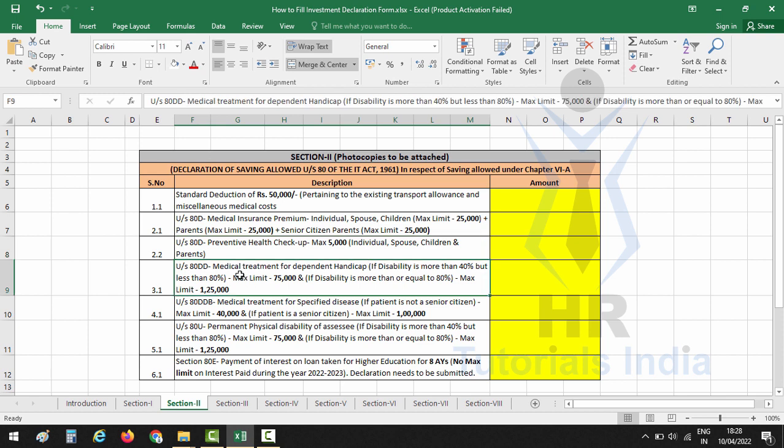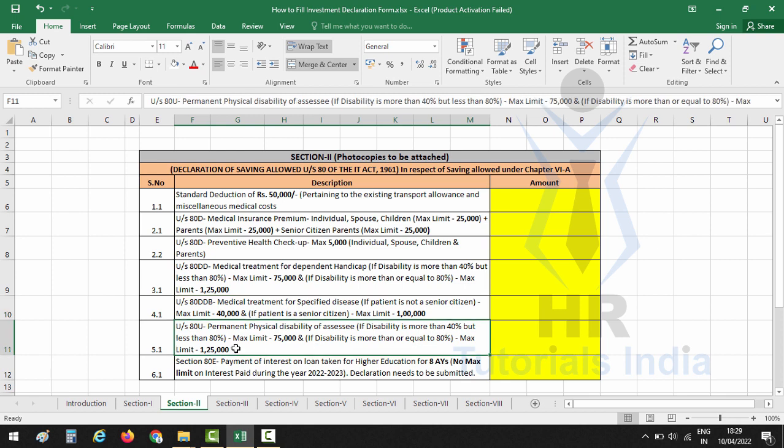Section 80DD, medical treatment for dependent handicap. If the disability is more than 40% but less than 80%, the limit is 75,000. And if the disability is more than or equal to 80%, then the maximum limit that can be considered is 1,25,000 per annum. Then comes 80DDB, medical treatment for specified disease. That is, if the patient is not a senior citizen, then the maximum limit is 40,000, and if this patient is a senior citizen, then the maximum limit is 1 lakh.